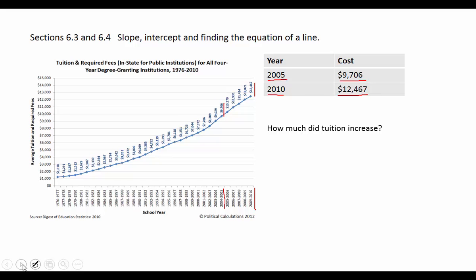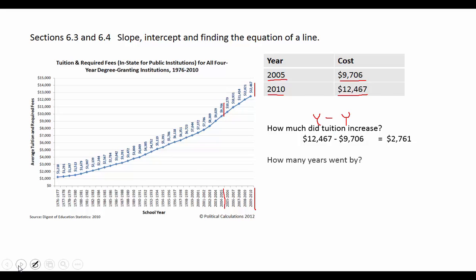$12,467. Well, I can subtract those things and say, okay, it went up by a little over $2,000, actually a little under $3,000, $2,761. That was our increase. What I'm doing there is I'm subtracting those Y values. It's Y minus Y. That's going to come up again in another video, so a good thing to pay attention to here.